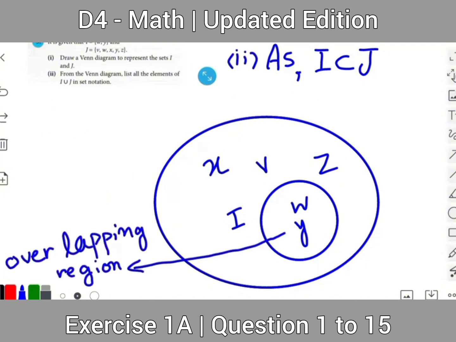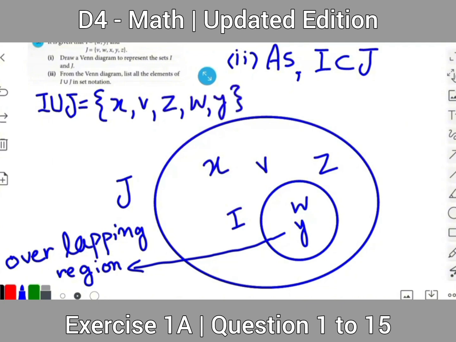Now in part 2, we have to find all the elements of I union J in set notation by using the Venn diagram. By using this Venn diagram, we can easily write down I union J within a few seconds. We just need to write all the elements we can see on the screen. So here we have X, V, Z, W, and Y. So this is the advantage of the Venn diagram, that we can find the union of two sets within a few seconds.